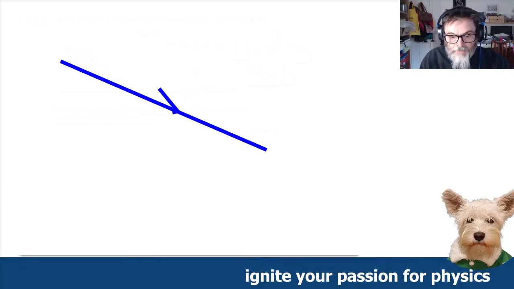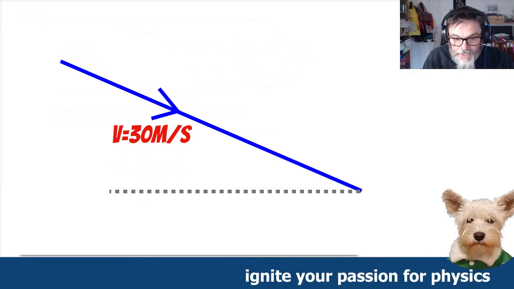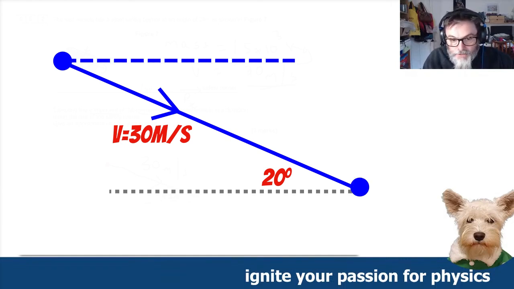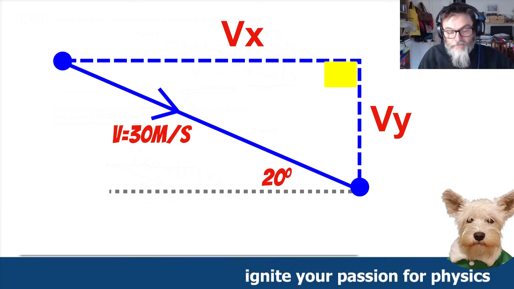So let's bring out the vector. And of course it's 30 meters per second. And we know that we have this angle here of 20. So let's just think about how we would break this vector down into its two components. Well, start here, because that's where the vector starts and the vector ends there. Go across and go down. So if the blue one is V, then this will be V in the X direction and this will be V in the Y with our right angle.